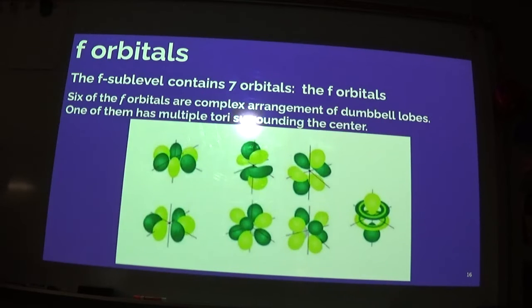I might have you draw these a couple times in this chapter. What I want you to be able to do is recognize it. If I show you a picture of an orbital, you need to be able to tell me what type it is. Is that an S? Is that a P, a D, an F? So that's the main thing.